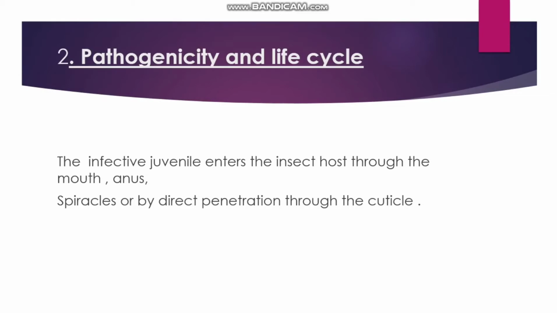Pathogenicity and life cycle. The infective juvenile enters the insect host through the mouth, anus, spiracles, or by direct penetration through the cuticle. If the mode of entry is by mouth or anus, the nematode penetrates the gut wall to reach the hemocoel, and if by spiracles, it penetrates the tracheal wall.